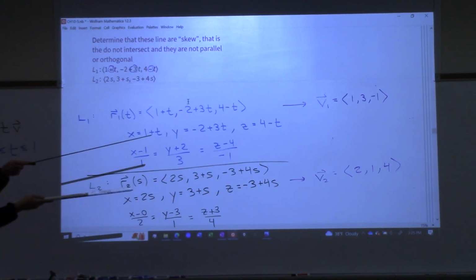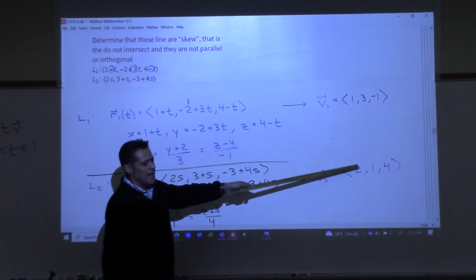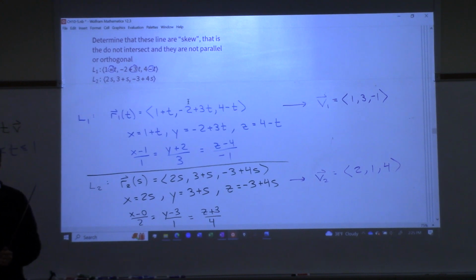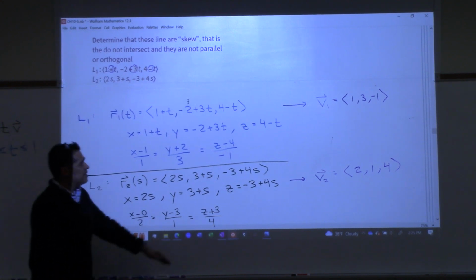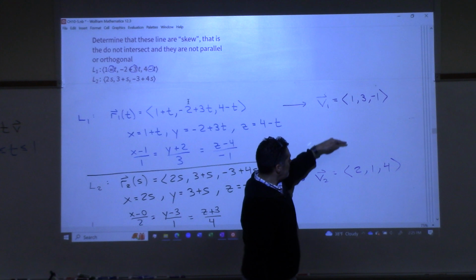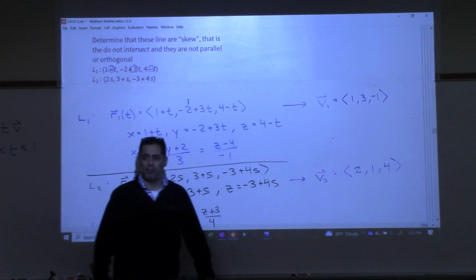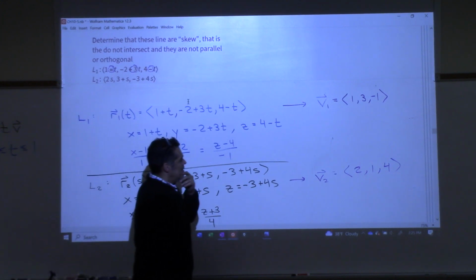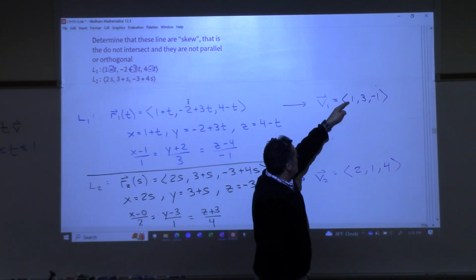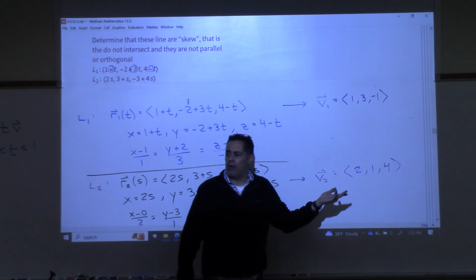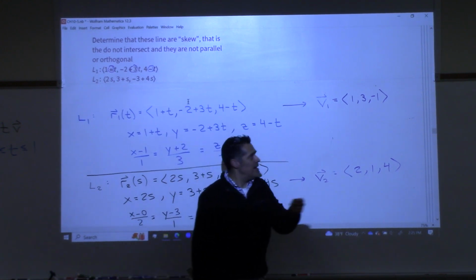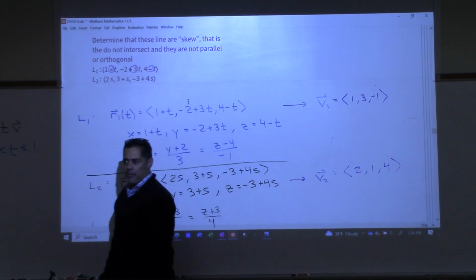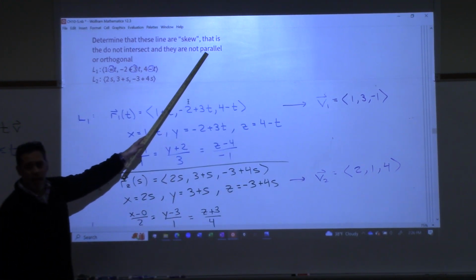To be parallel, what has to be true for two vectors? They have to be scalar multiples of one another. Are these scalar multiples of one another? No. How can you tell that they're not scalar multiples? How would I turn a 1 into a 2? What would I have to multiply by? By 2, right? But then 2 times 3 is not 6, so they're not scalar multiples. So I can say they're not parallel, right?